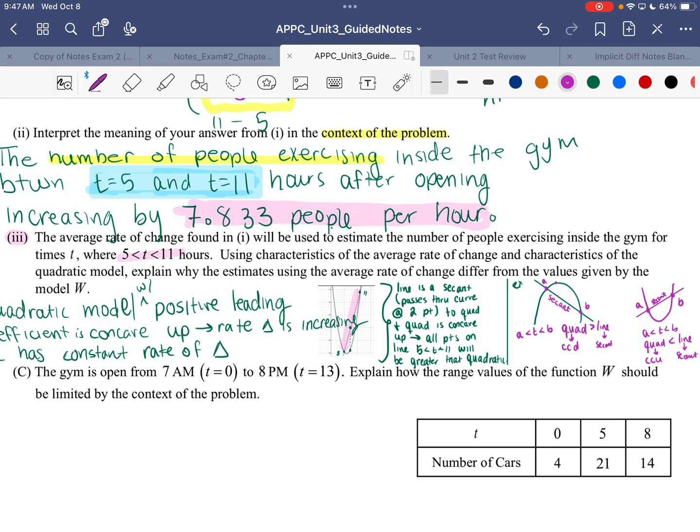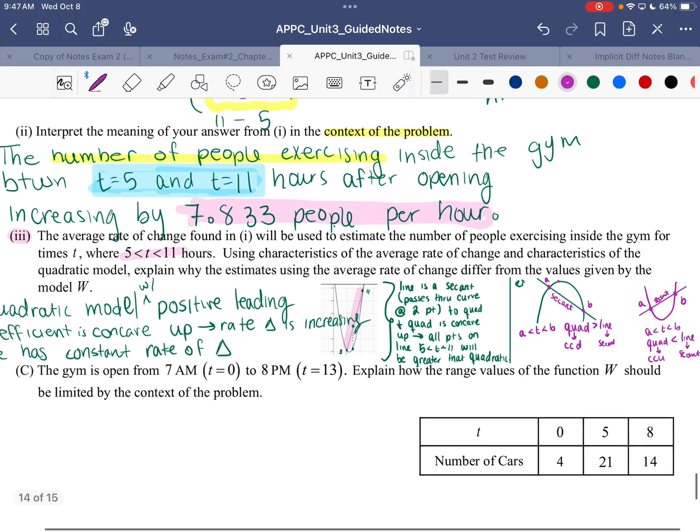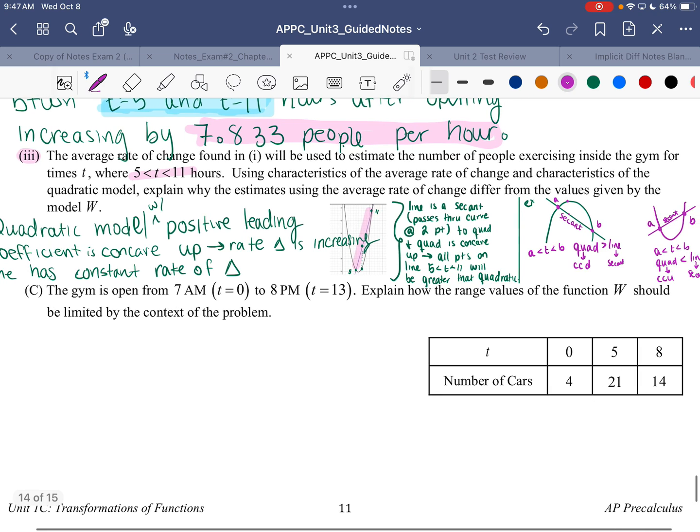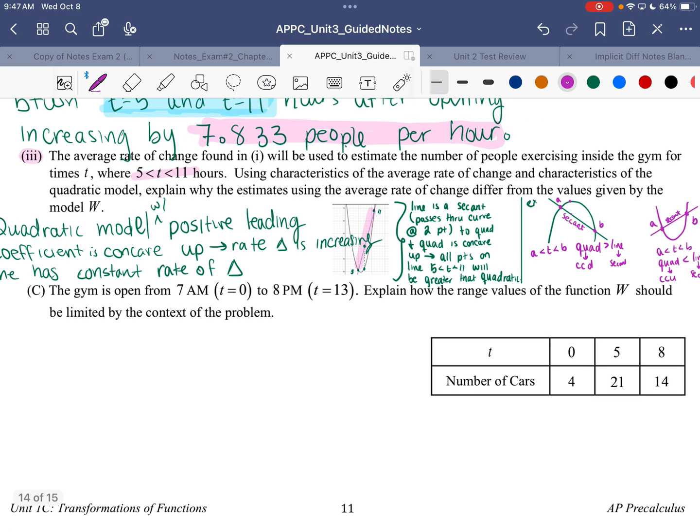Okay. 3, this table, accidentally, this table is for the next question. So ignore that table. The gym is open at 7 a.m. and explain how the range of values of the function should be limited by the context of the question. This is another thing that drives me crazy that you guys don't actually read what you're doing. We're applying math to the real world. So the gym is open from 7 a.m. until 8 p.m.